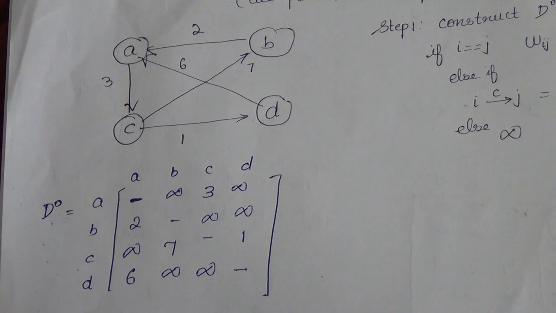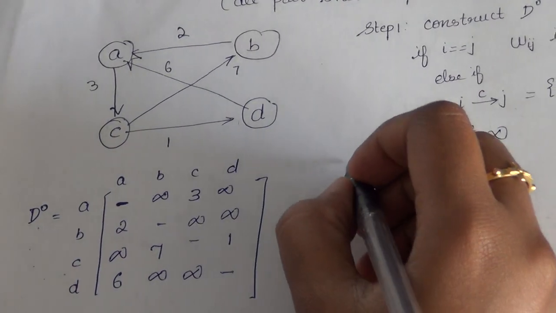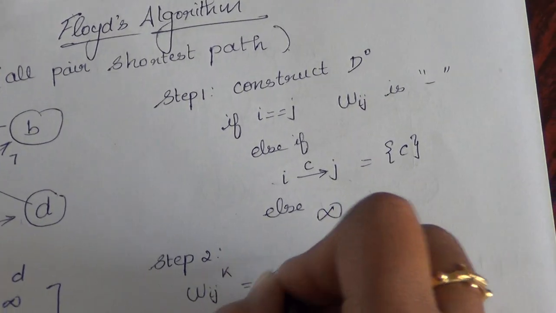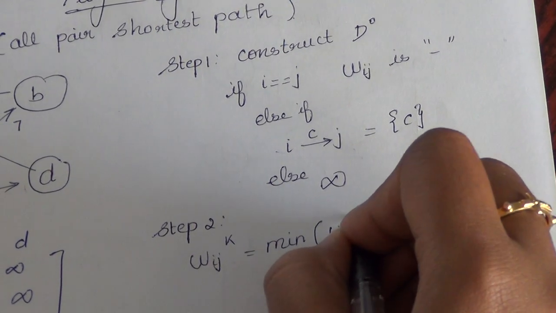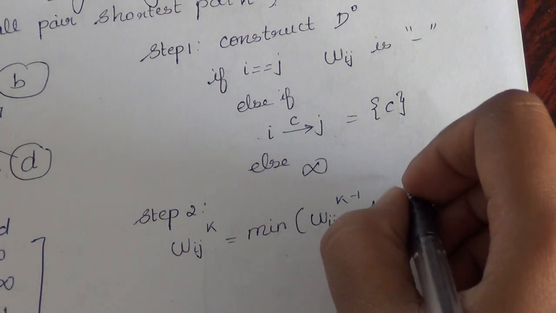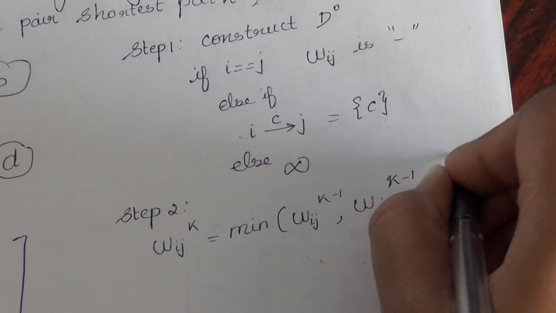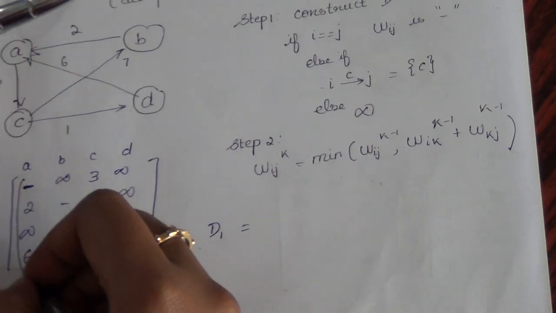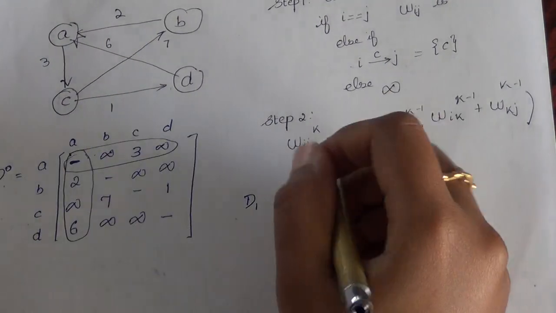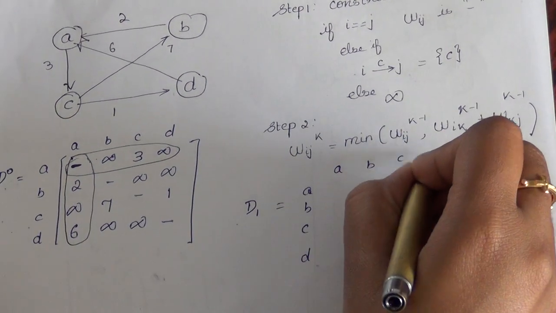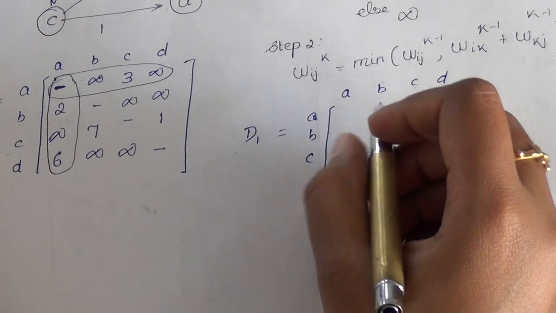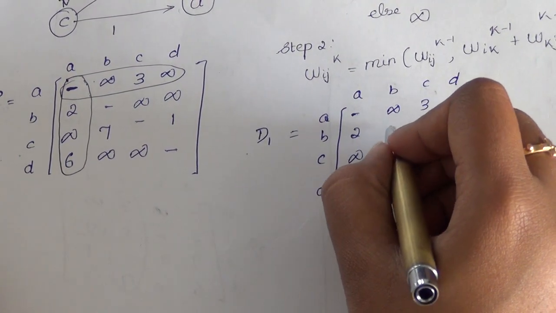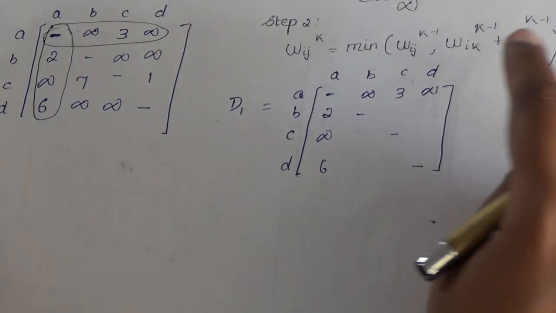Now for the construction of the new weighted matrix, we will be using the formula. That will be step 2. The formula will be the weighted matrix is equal to the minimum of two values; from those, the minimum value will be considered. So for constructing the D1 matrix, I will select the first row and the first column. This first row and first column will remain untouched. So I will write it as it is, and the hyphens also will not be touched. The rest of the values will be filled with this formula.